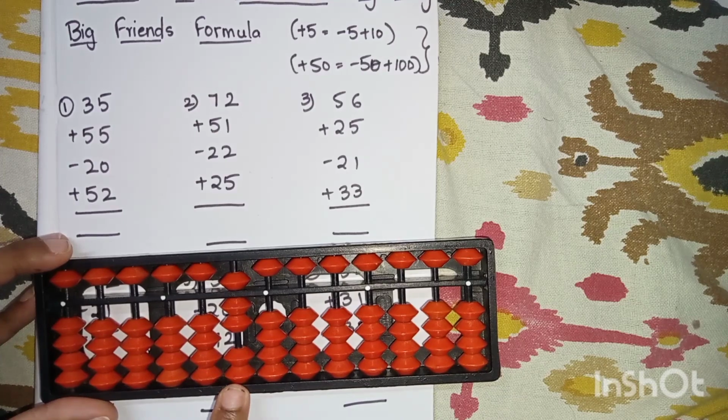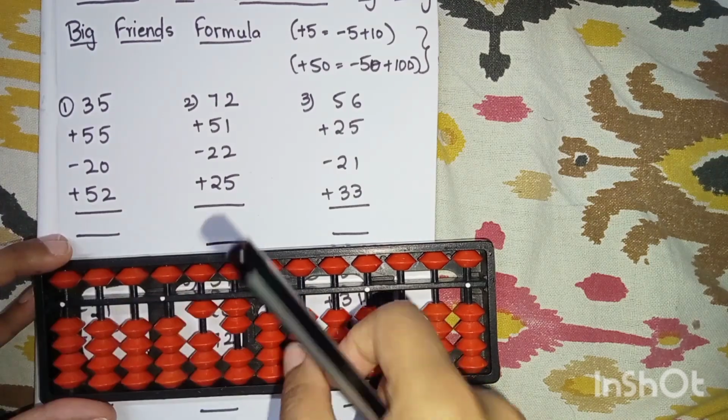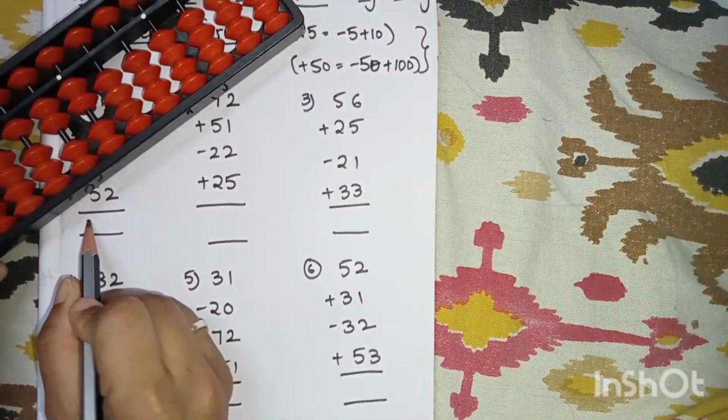So already it is added in the tens place rod. So what I should do, I should take plus 50 big friends formula, minus 50 add 100. Next 2 directly in the ones place rod. So what is the answer? 122.